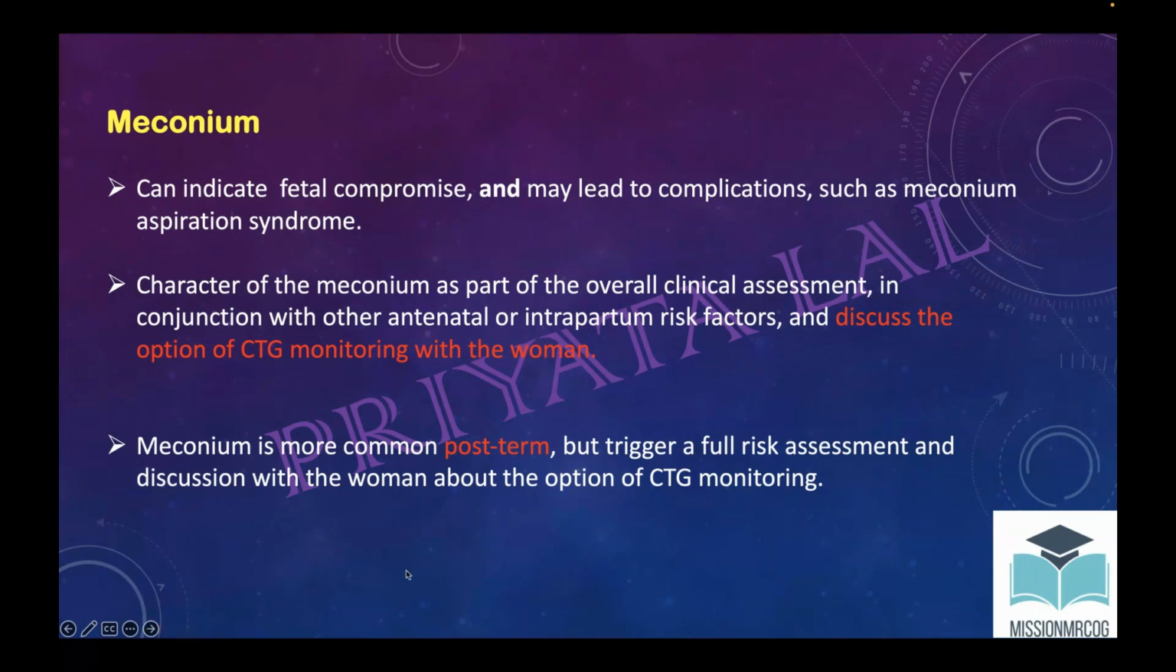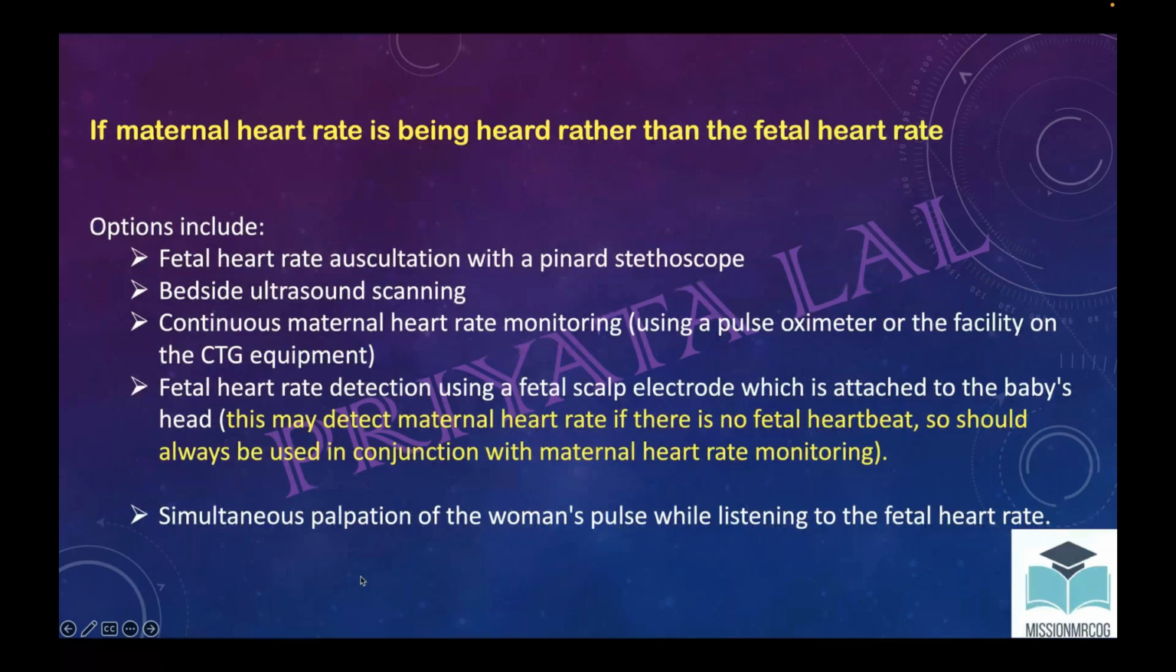Now this is a very common issue: the maternal heart is heard rather than the fetal heart. So what is to be done? Auscultation can be done with a Pinard. A bedside scan can be done, or maternal heart monitoring can be done with a pulse oximeter, or fetal heart detection can be done with a scalp electrode. These are a few different things that can be used.